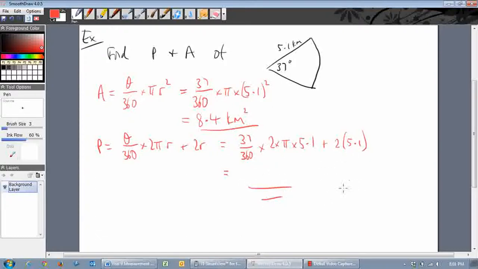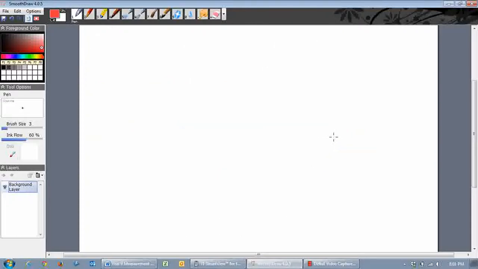There you go. The units, think carefully about your units, but they're going to be in kilometres, not kilometres squared, just kilometres, because it's perimeter. It's a distance. Okay. Sorry about not finishing off, but it's just chuck it into your calculator.